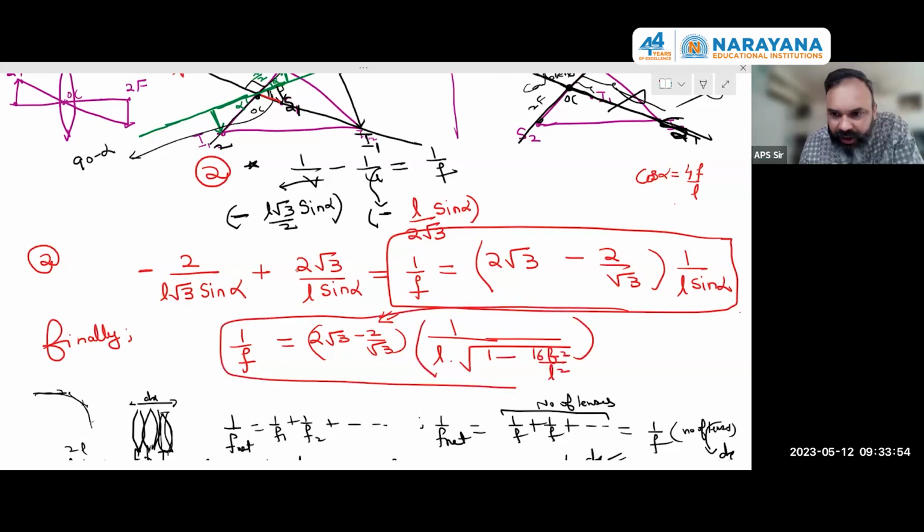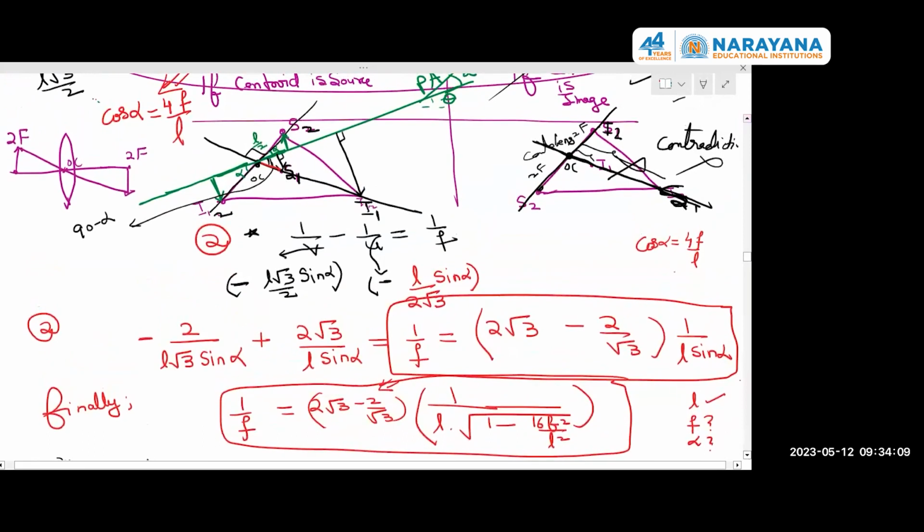Effectively, I have written an equation for all the terms. As L is known, you can calculate the value of F and alpha both in the problem. Yeah, what do you want to say, beta? We can substitute F, will get alpha in simple terms. Yeah.